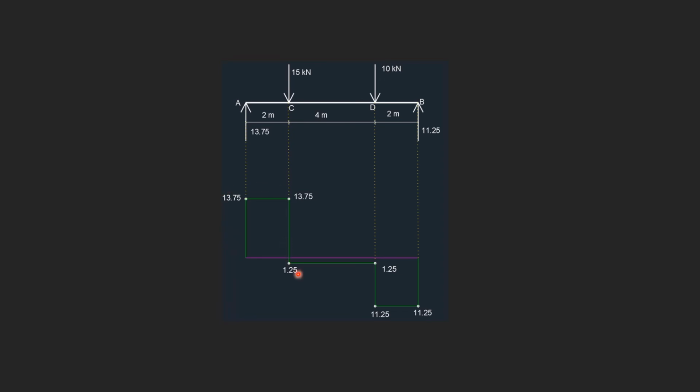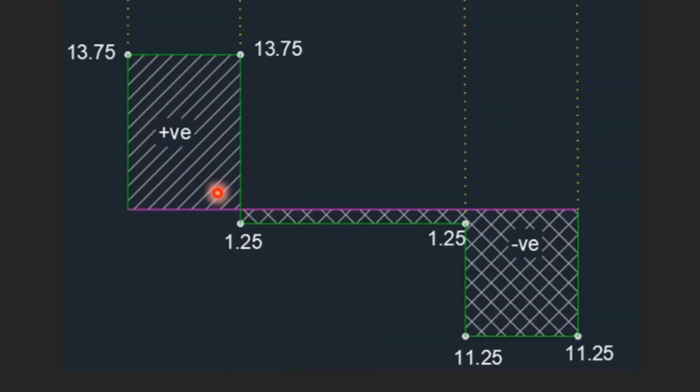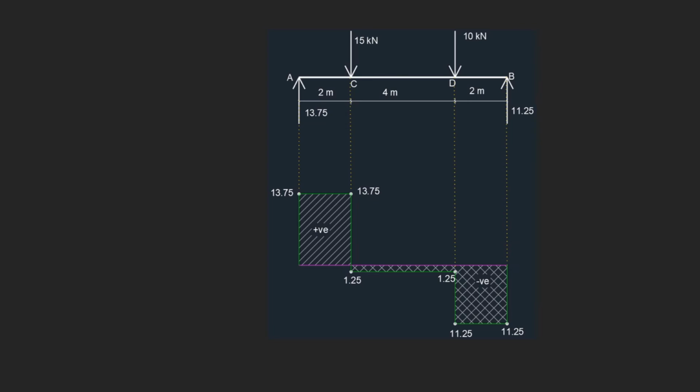Here we have joined all the points that we have marked. A portion above the beam line will be positive and the portion below the beam line will be negative. So these are the positive shear areas and this is the negative shear area. Thus we completed our shear force diagram. Let's move on to bending moment.